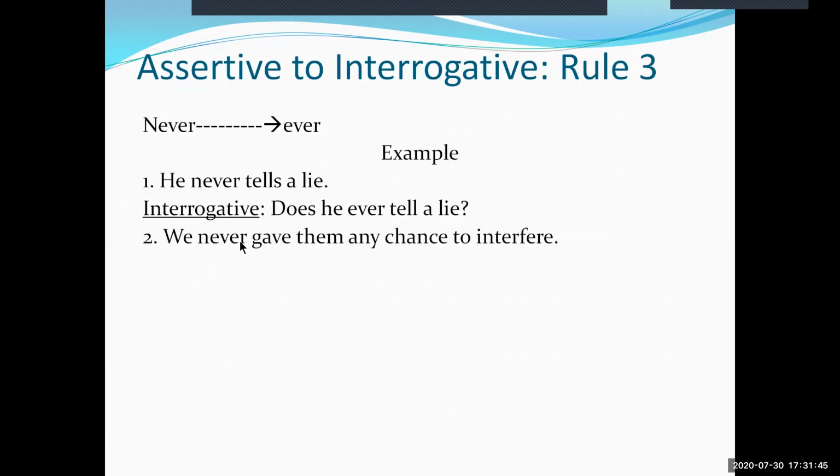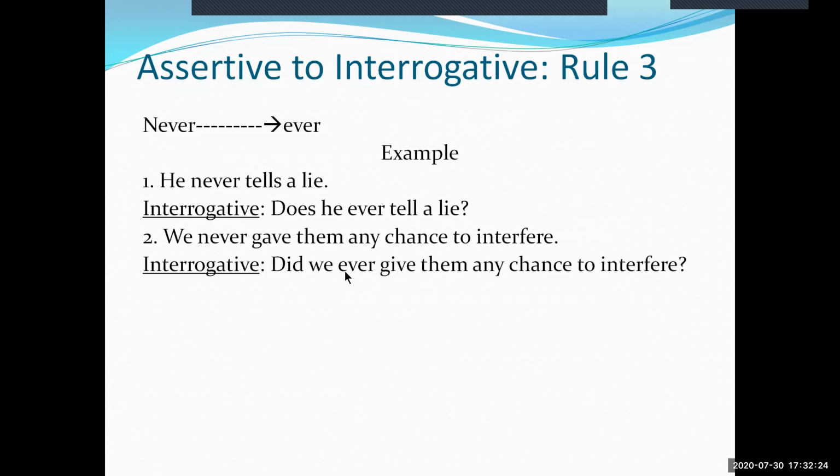This is example number 2, in which you will find the verb in past indefinite tense, for which you will need to use the auxiliary verb did, and then use the word ever in place of the negative adverb never. So let us take did at the beginning of the interrogative sentence. So, did we ever, then the base form of the main verb. Did we ever give them any chance to interfere? That will be the interrogative form of example number 2.